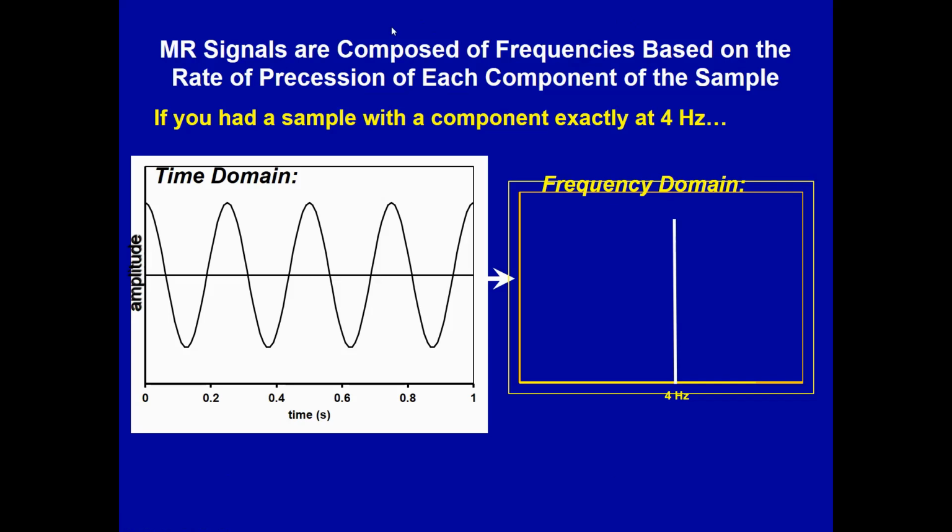So MR signals are composed of frequencies, and they're based on the rate of precession of each component of the sample. The precessions are relative to the Larmor frequency. So if we had a sample with a component, some signal that was exactly 4 hertz away from our rotating frame reference, it would look like this. These are sinusoidal curves, and you can tell the frequency by measuring. One way to do it is, there's 1 second, and that second contains, okay, here's 1 cycle, here's another complete cycle, and now it's repeating again. There's 3 and 4. So 4 cycles per second, that is 4 hertz.